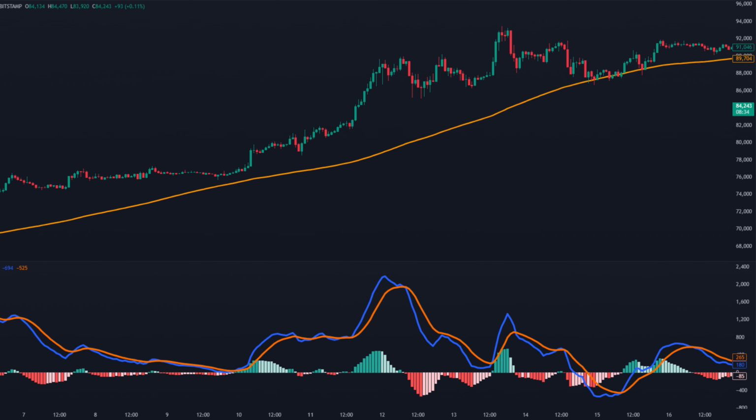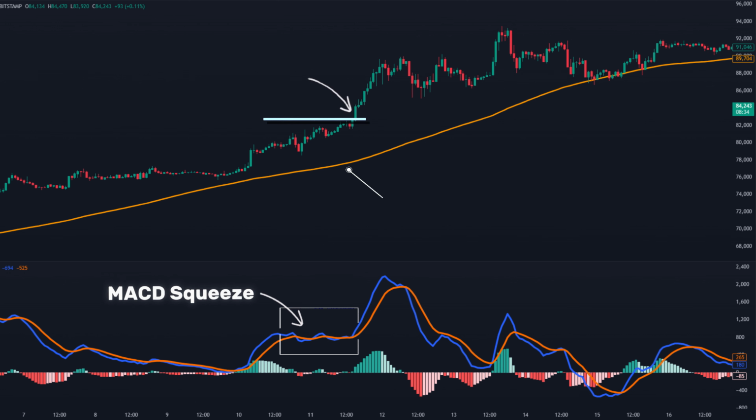Now onto the fun stuff. Let's look at another trade example. Here we have a clear MACD squeeze forming. The lines are flat, extremely close together, and the histogram size is shrinking. And then we get our breakout upwards as the MACD line crosses above the signal line.